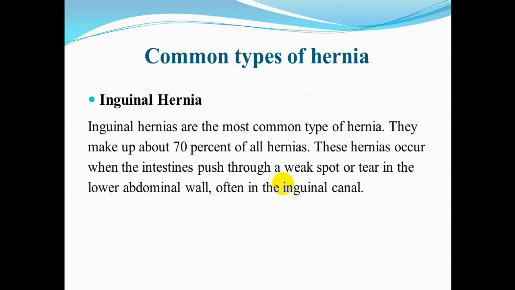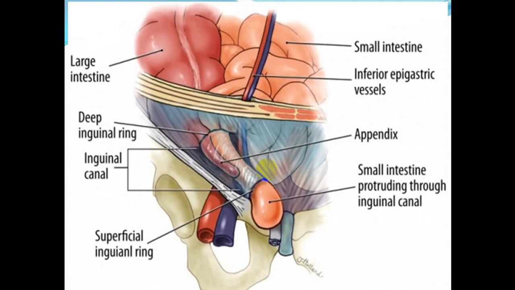Common type of hernia. Inguinal hernia. Inguinal hernias are the most common type of hernia. They make up about 70% of all hernias. This hernia occurs when the intestine pushes through a weak spot or tear in the lower abdominal wall, often in the inguinal canal. This picture shows the inguinal hernia، أي إنه راح يصير tearing، راح يظهر أو يخرج من inguinal canal.